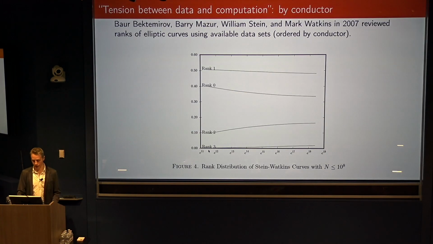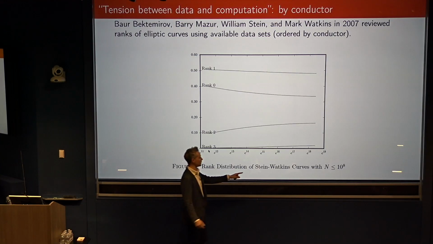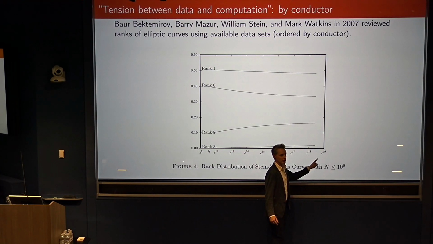All right, now let's test that minimalist conjecture with some computation. So that's what I was trying to set up to finally get us to here. In 2007, Bektemirov, Barry Mazur, William Stein, and Mark Watkins had a data set. This data set was ordered by conductor, and as you see, the data goes out to 10 to the 19th.